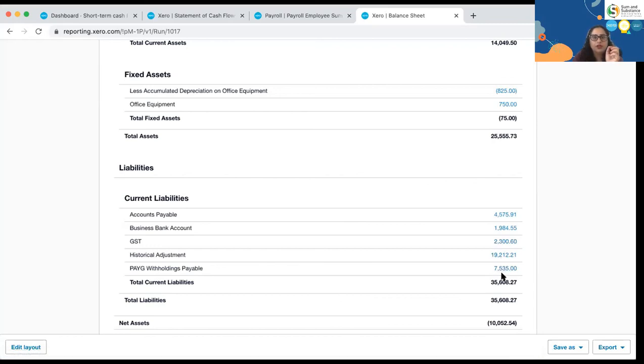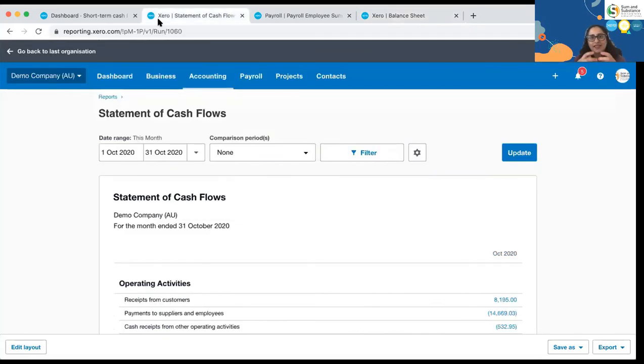So the information from your profit and loss, balance sheet, short-term cash flow, and the cash flow statement, these are the reports where you're going to get the information and you're going to collate all the reports.